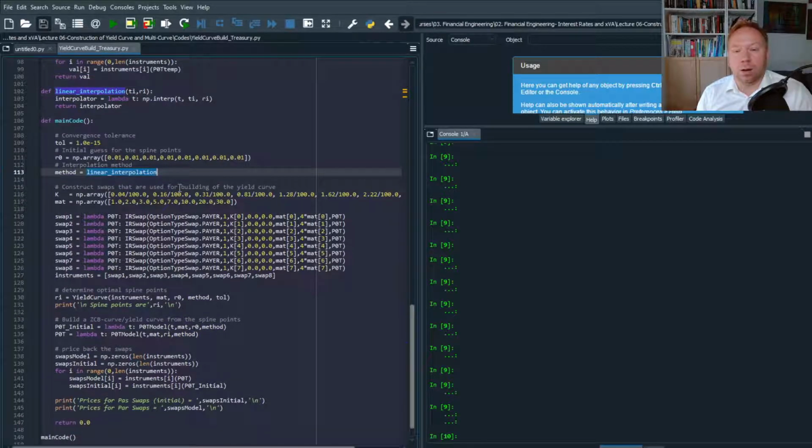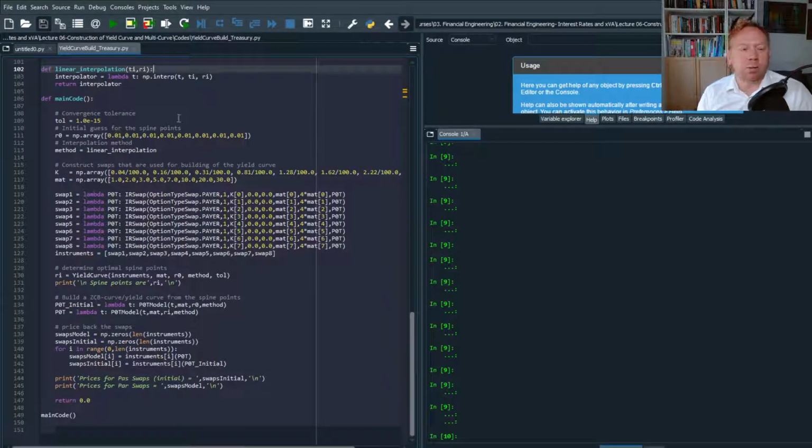This is just a method which is essentially interpolating linearly in a given vector of Ti's and Ri's. So we see this linear interpolation here. We have a vector of Ti's and Ri's, and here is just a lambda expression which will perform linear interpolation. So for every time, we'll interpolate linearly between those spine points. So we are essentially interpolating on a log of zero coupon bonds, you can think like this, log actually divided by time. This is also important because this is what we do here. Okay, so this is linear interpolation.